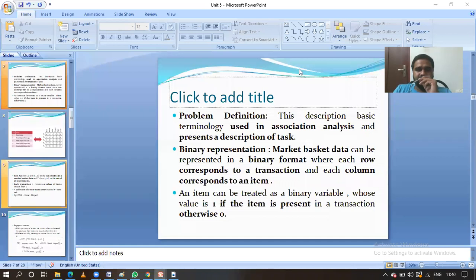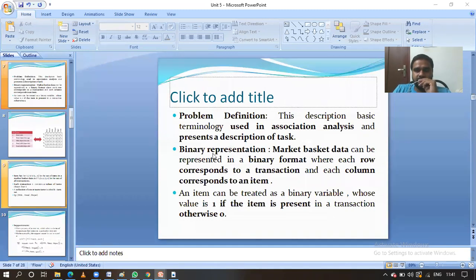I'm recapping the previous class. Okay. Coming to the problem definition. Okay. In association analysis, for representation, we are going for binary representation.